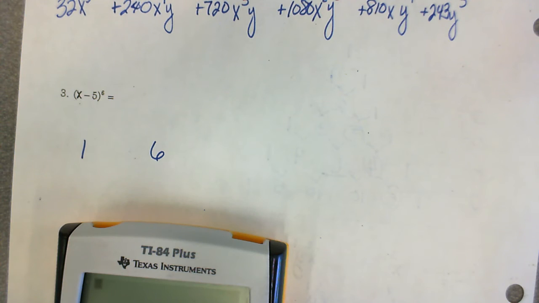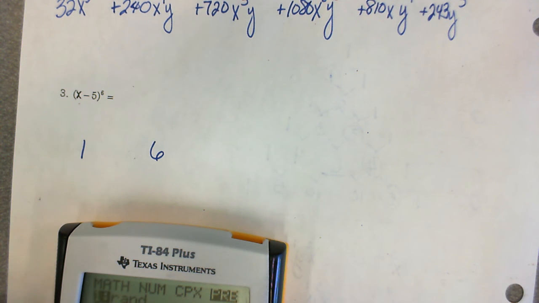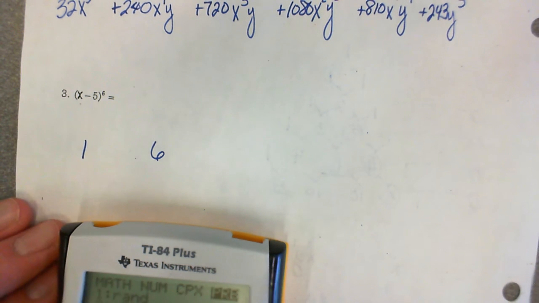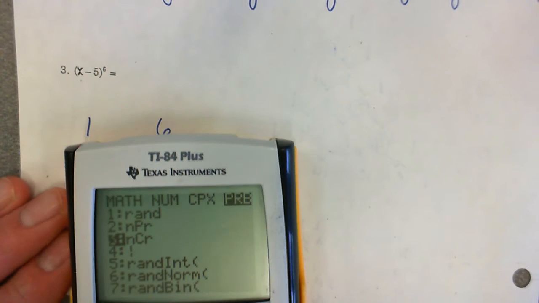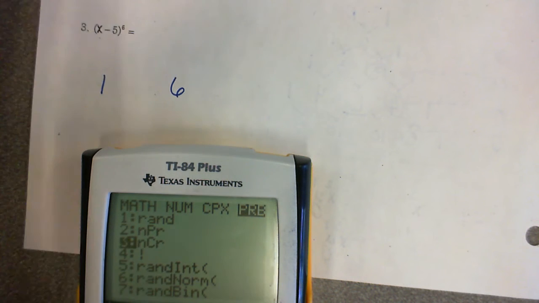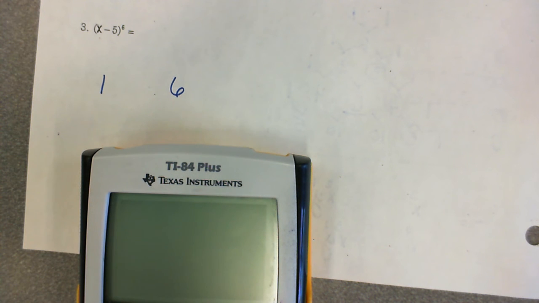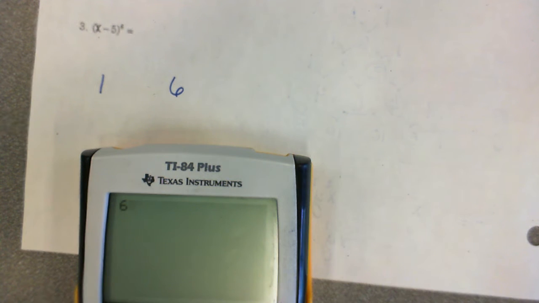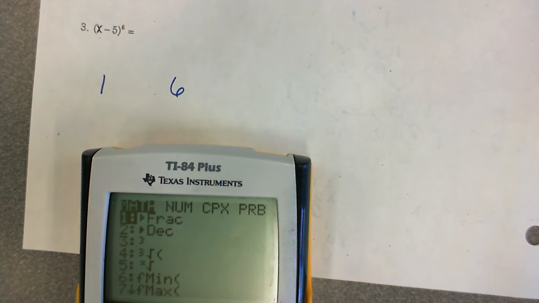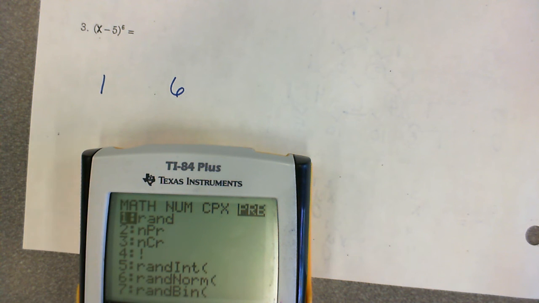using combinations. So we're going to have the power, which is 6. Go to math, go over to probability, go to option 3. Sorry, let me do that again. We're going to clear this out. We're going to enter the 6. We're going to go to math. We're going to go over to probability. We're going to go to option 3.